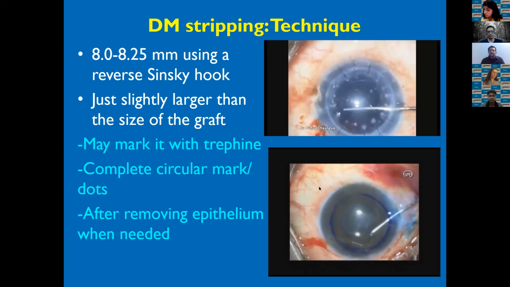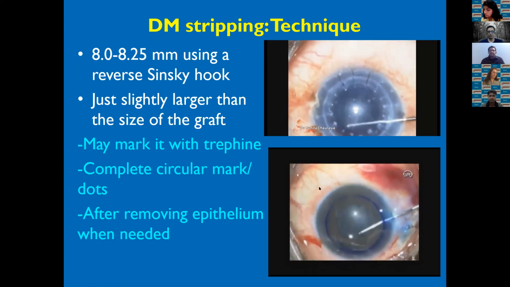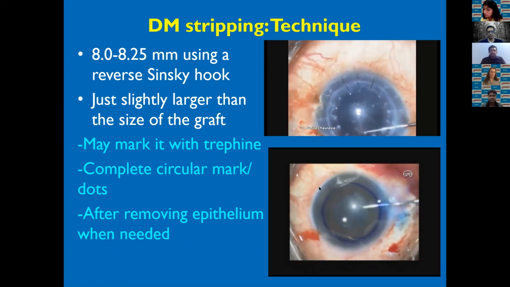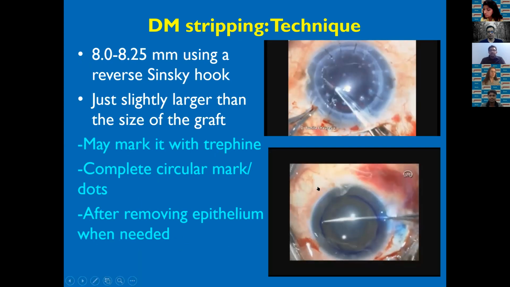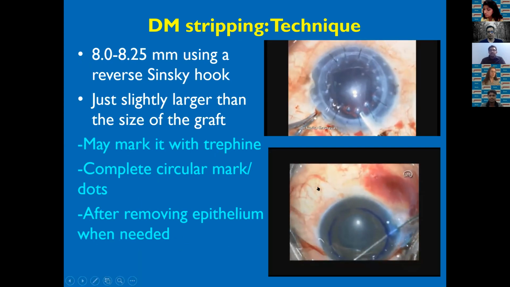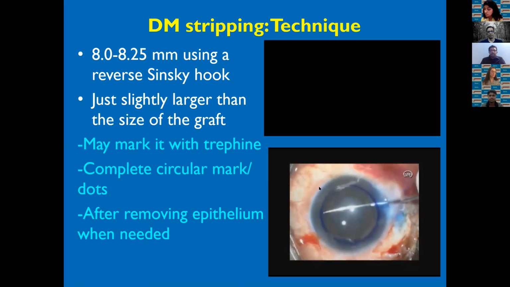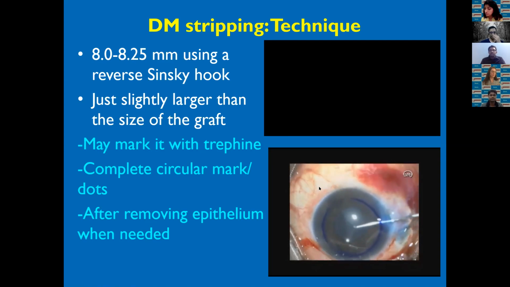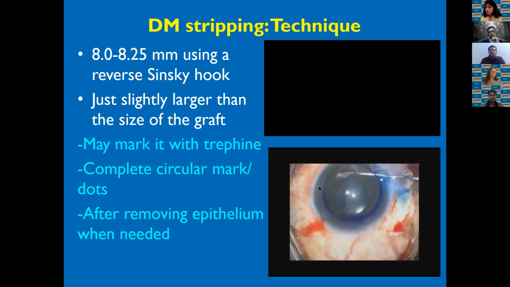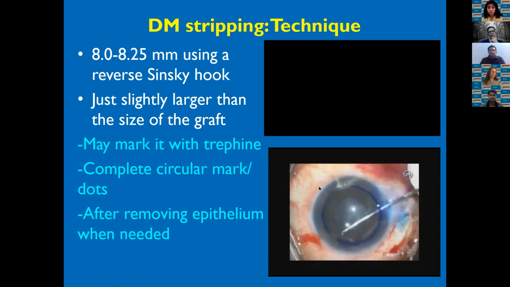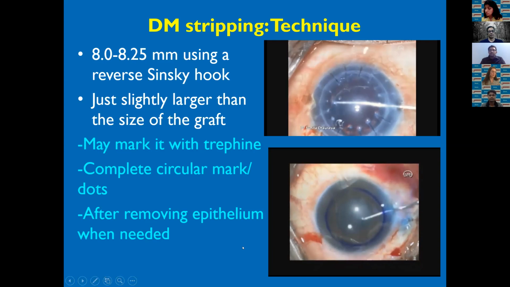We may make a circular mark, but a circular mark interferes with the visibility of the Descemet's membrane, so it is better to put dots as Dr. Lehman had shown in his presentation. In many cases, we may have to remove the epithelium while marking just for centration. So in cases where the epithelial edema is there, we have to remove the epithelium. Generally, the sizing is around 8 to 8.25 millimeters, and this should be slightly larger than the size of the graft itself.